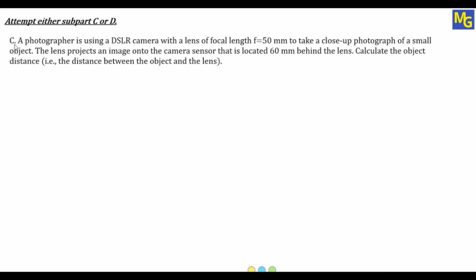Now the next question, that is C. Actually, in this we have an internal choice. There are two questions, one is C and one is D. Out of these two, you can solve any one. Both are numericals. First we will see C.